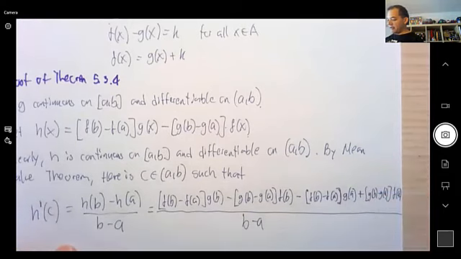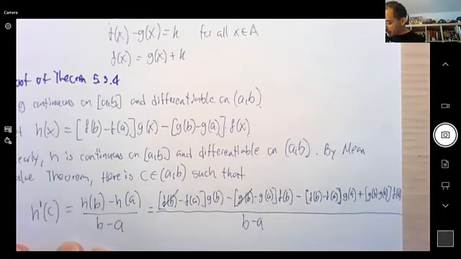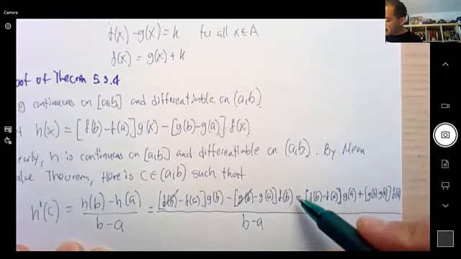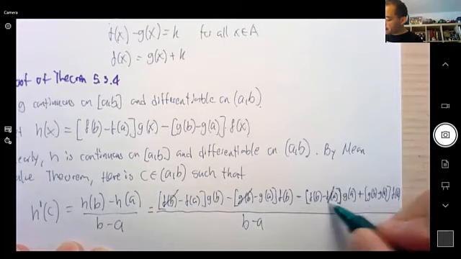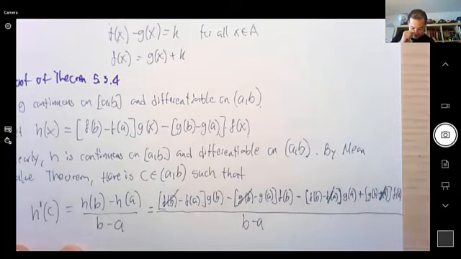Okay, now let's figure out the things that cancel. Over here we have f of b times g of b, and over here minus g of b times f of b. So this term cancels with this term. What else do we have? The same thing here. We have negative f of a g of a, with this negative it will be positive, so this term will cancel with this one, g of a f of a. All right?